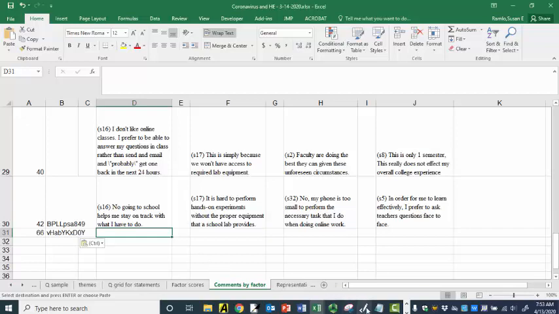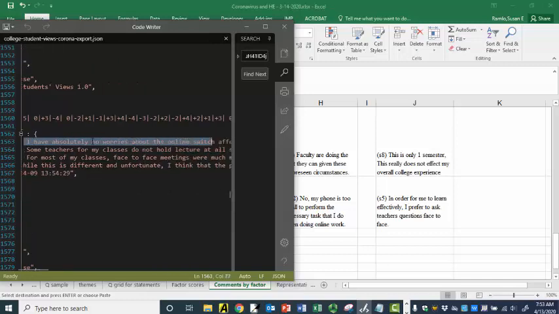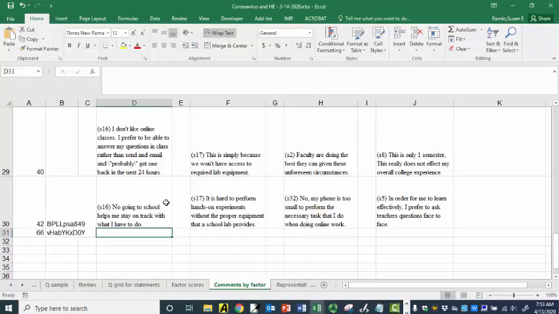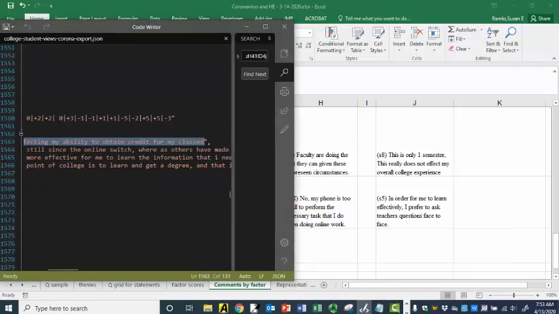So I go back to my JSON file here. So this is one of the comments. We just have to be careful about using the arrow keys to move around because it's easy to just suddenly find yourself lost in a JSON file. And so here is, and we can just copy and paste, right? So here's, I have no worries. And that's pretty much the factor 2. They're not worried, but they'd still prefer face-to-face classes. That's kind of where we are at this point.